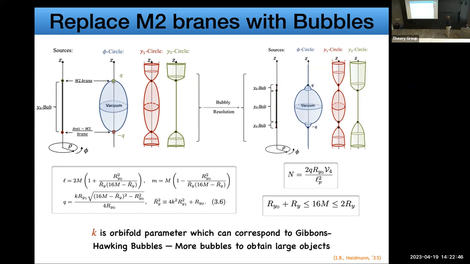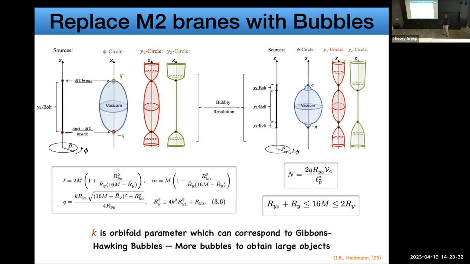But another thing you can do when you replace these M2 branes with bubbles is that you can also allow orbifold singularities to sit on those bubbles. Okay, you can make them regular, but you can make the circle shrink in a way that also has orbifold singularities. So this introduces another topological parameter k. And the way you think of these orbifold singularities is that they correspond to adding Gibbons-Hawking bubbling structure, right? So you can add Gibbons-Hawking bubbling structure on top of these bubbles, and then that's what they correspond to. So you can scale the number of bubbles too, and then when you scale them, it allows you to have a larger mass.